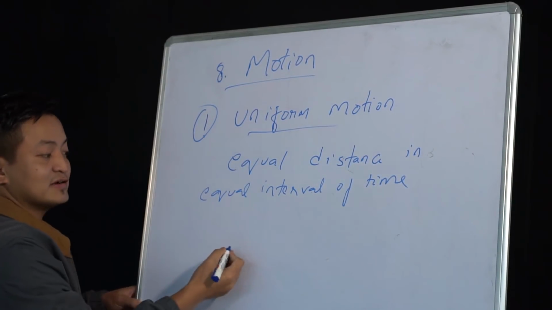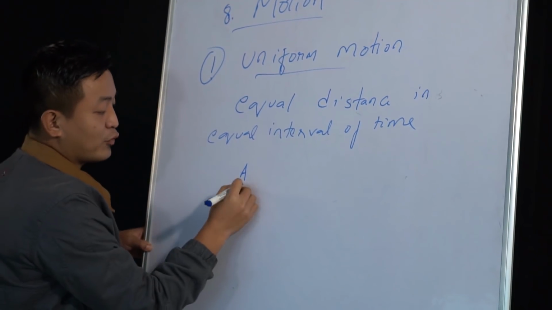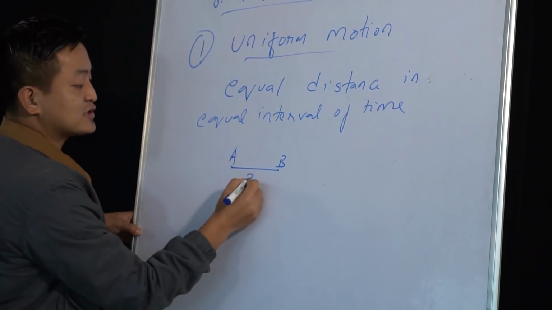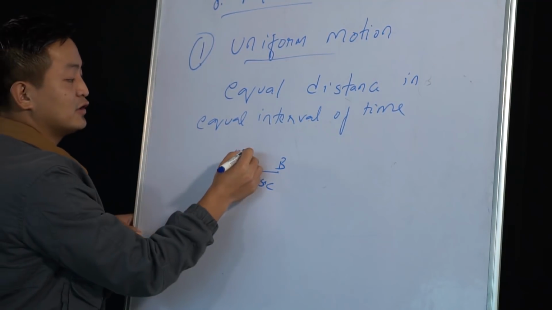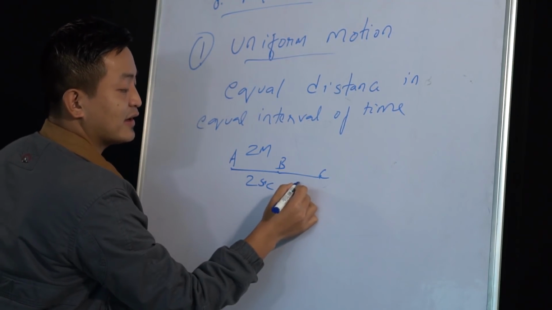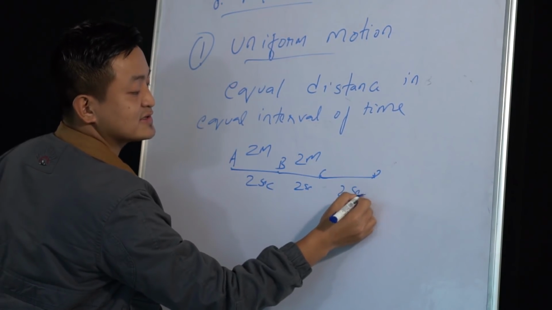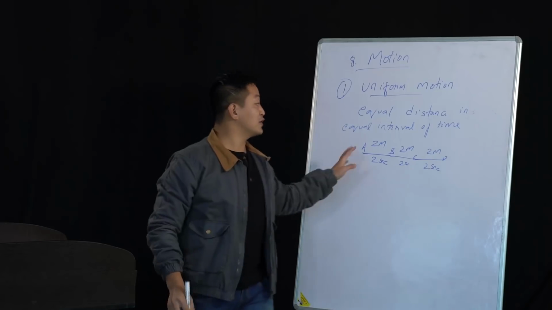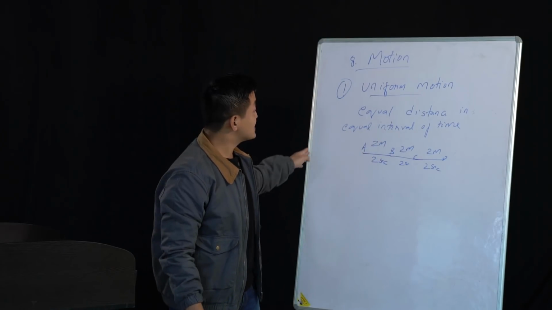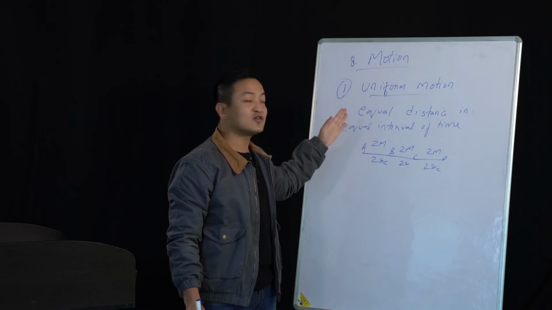For example, take a point here. Let's take this one as a point A. From point A till point B, let's say it takes 2 seconds and we have covered 2 meters. And then from point B till point C, another 2 seconds, another 2 meters. From C till D, another 2 seconds, another 2 meters. So here what we get to see is for every 2 seconds we are covering 2 meters. Then we'll say that this is in uniform motion because it is covering equal distance in equal interval of time.